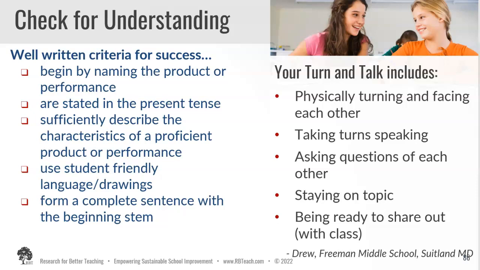Now, this was a case where the teacher was actually teaching the students how to do turn and talks. Your turn and talk includes physically turning and facing each other, taking turns speaking, asking questions of each other, staying on topic, and being ready to share out with the class. So these are pretty good. It's about turning and talking criteria for success. Students can self-assess, and they meet all those criteria.